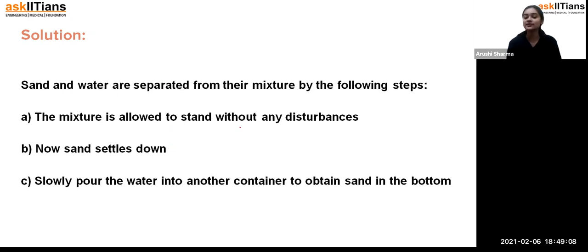The mixture is allowed to stand without any disturbance. First of all, we don't have to disturb it. Now the sand settles down, so we have done the sedimentation. Exactly. Now slowly pour the water into another container to obtain the sand at the bottom. So now what we are doing is decantation. So by using sedimentation and decantation, we can separate the sand from the water, because sand is an insoluble solid. So that's how we can separate it.